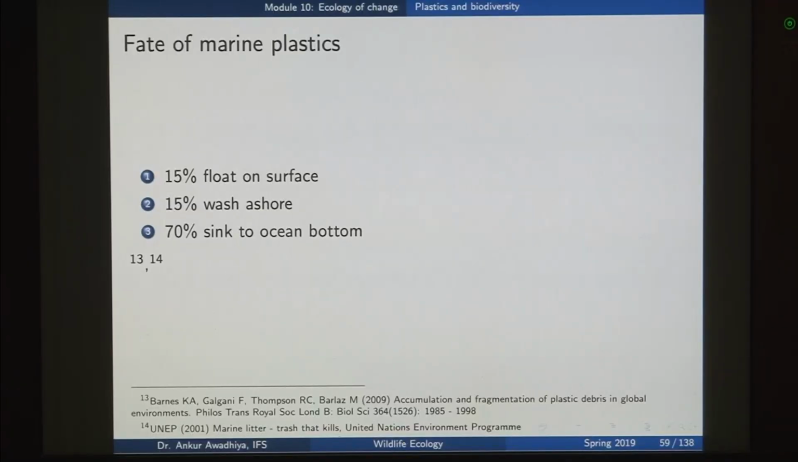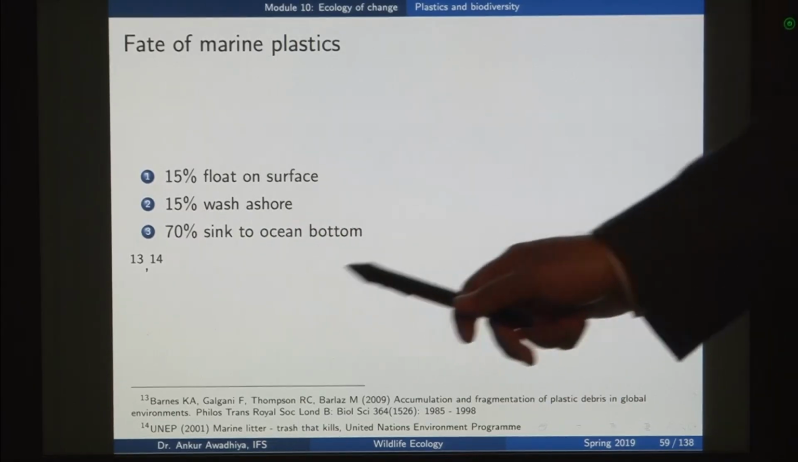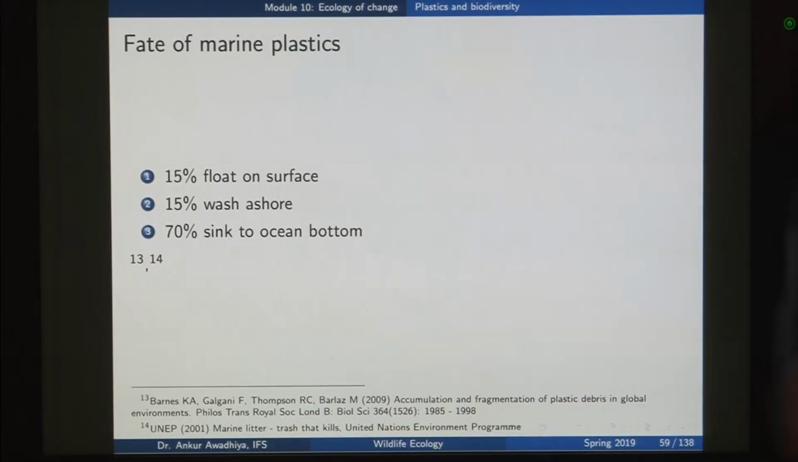So, what happens when plastics reach the seas or the oceans? The fate of the marine plastics is this: 15% keep floating on the surface, 15% get washed ashore, so they reach the beaches and the shores, and 70% sink to the ocean bottom. So, what happens to this 70%? This 70% is now exposing itself to the benthic organisms, to the benthic ecosystems or the bottom dwellers, to the crabs for instance, to the starfishes for instance.